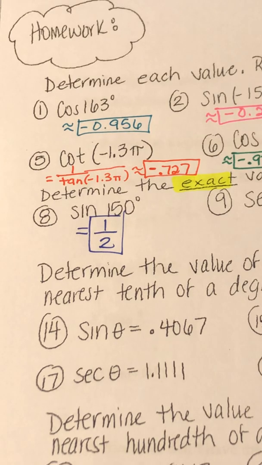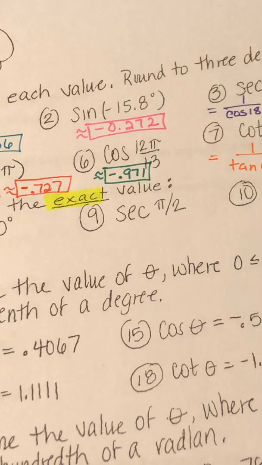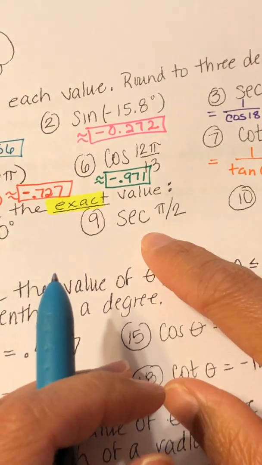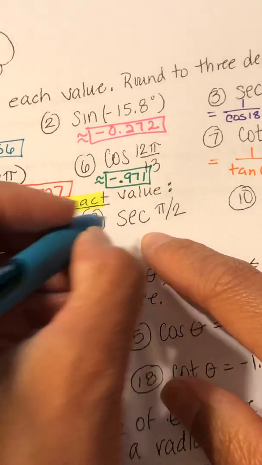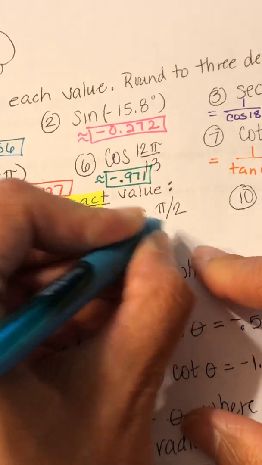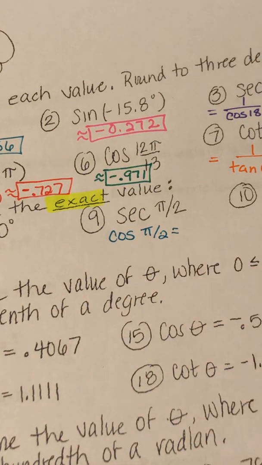Secant of pi over 2 is next. Secant is the reciprocal of cosine. So what is the cosine of pi over 2? Let's go ahead and find that on our unit circle.